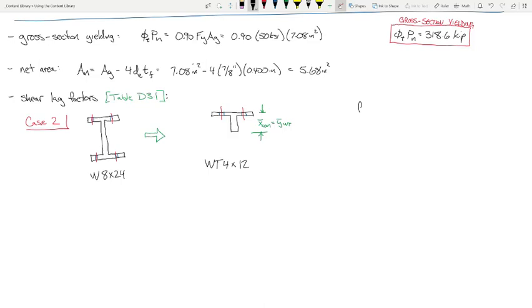So, somebody tell me for a WT 4 by 12, what is Y bar? 0.695. 0.695 inches. So therefore, X bar sub CON is Y bar for a WT 4 by 12, which is 0.695 inches. My handwriting's horrible.